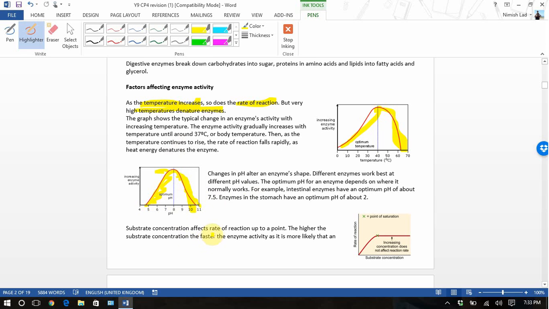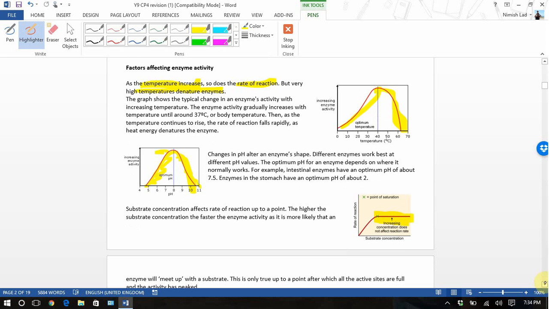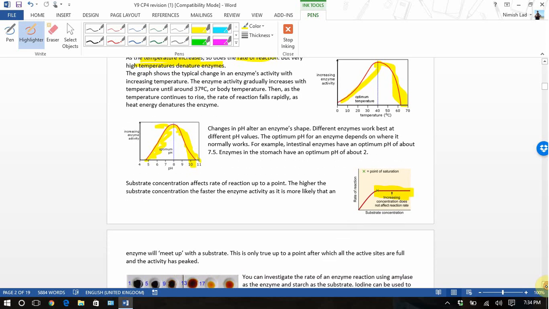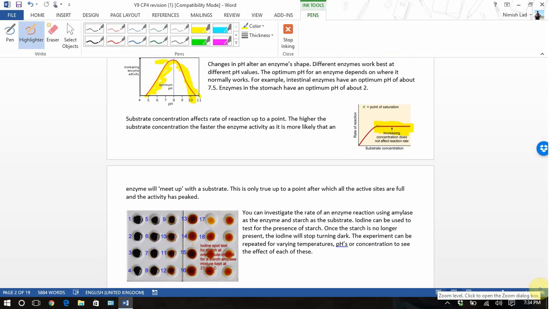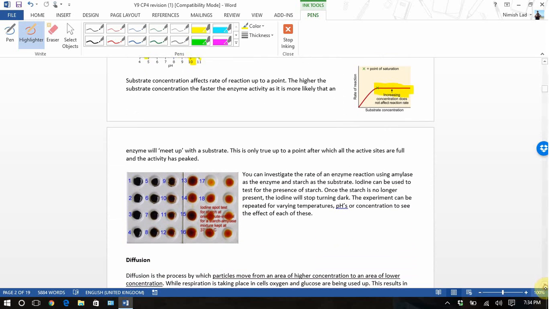The amount of substrate you have also makes a difference. The more substrate, the faster the rate of reaction, up to a point where it's saturated. In other words, no more substrate can actually get to the enzyme anymore. So there are no more keys to be opened by that lock. All your keys are in use. Or no more locks to be opened by the key. Every single lock is full. So there are spare locks just lying around, no more keys left to fill them.